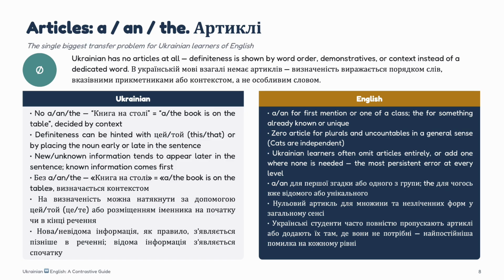For example, like, cats are independent. Here there is no article because it's plural. Because Ukrainian never has to make this choice, learners often either drop articles completely or add them where none are needed. And honestly, this is an error that tends to stick around the longest, even at advanced levels. Because even I have these problems. Sometimes I don't know where I need to put an article and where not, even knowing all the rules which I have to know.